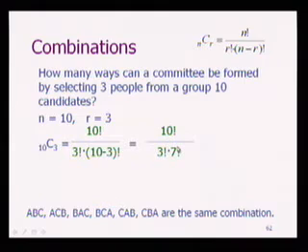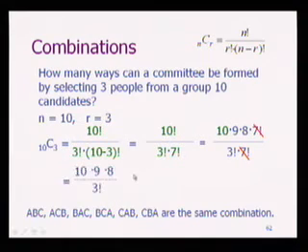Again, you can do the same thing. Expanding this, 10 factorial is 10 times 9 times 8, and then stop at the 7 factorial so you have 7 factorial and 7 factorial cancel. And now 3 factorial is simple. 3 factorial is 3 times 2 times 1, so that's 6. So you have 720 divided by 6, which is 120. And that's the total number of possible combinations of 3 people that you can select from 10 people.